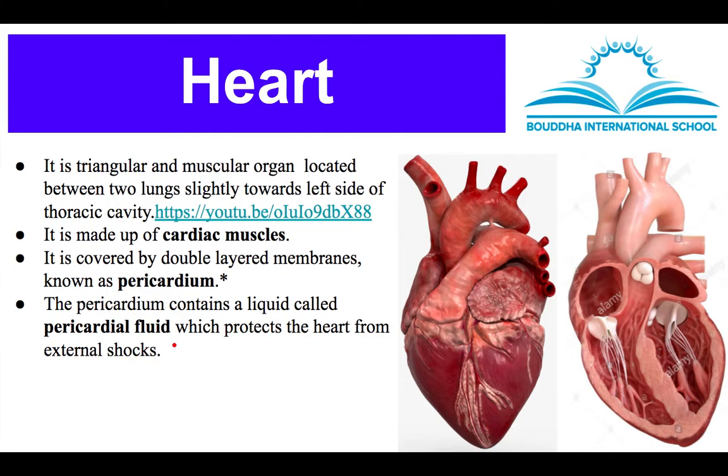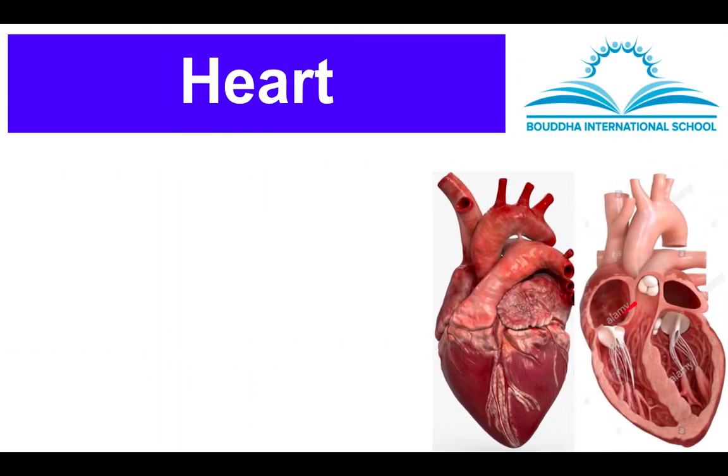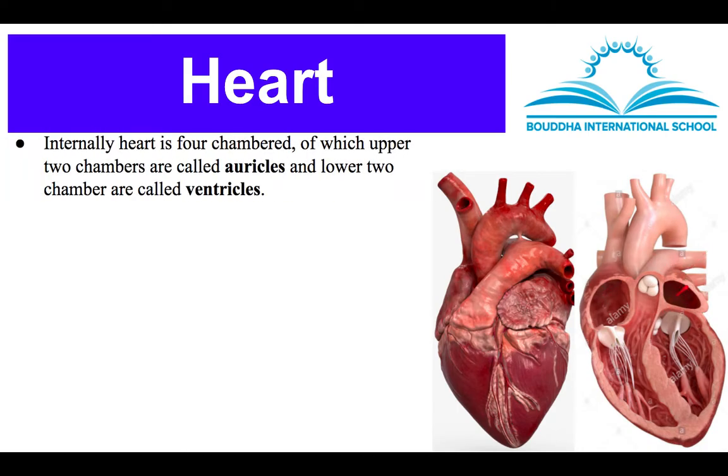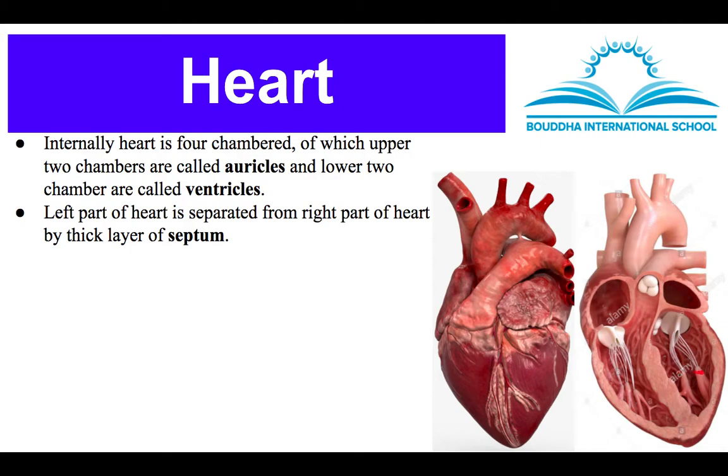Now internally, if we check, the heart has four chambers that you can see. The upper two chambers are called auricles, and the lower two chambers are called ventricles. So the heart has four chambers. In humans especially, we have a four-chambered heart. The upper two chambers are called auricles, or also atria, and the lower two are called ventricles. This is the left part of the heart, and this is the right part of the heart. They are separated by the wall that is known as the septum. This is the septum, which separates the left part of the heart from the right part of the heart.